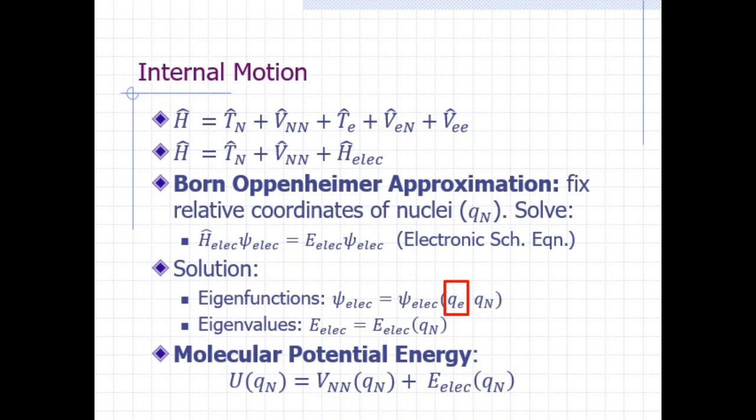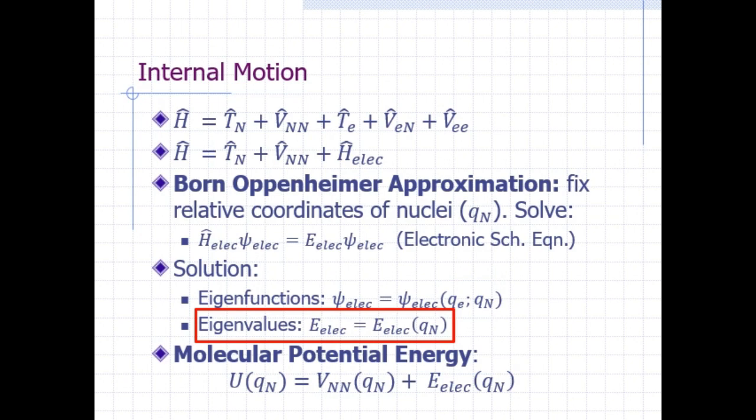But the dependence on the electronic coordinates depends on the coordinates we choose for the nuclei. We say that the wave functions depend on electronic coordinates and, parametrically, on nuclear coordinates. We represent this idea mathematically by putting a semicolon before q sub n instead of a comma in the expression that says that psi depends on q sub e and q sub n. The corresponding eigenvalues also depend on the nuclear coordinates that we choose.